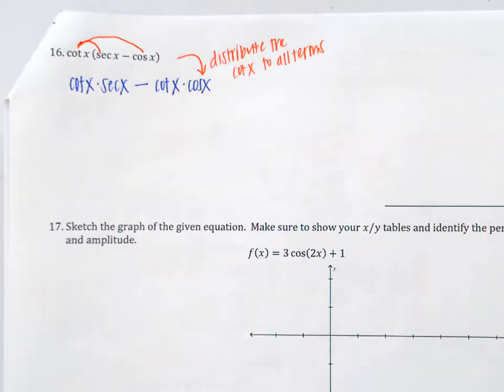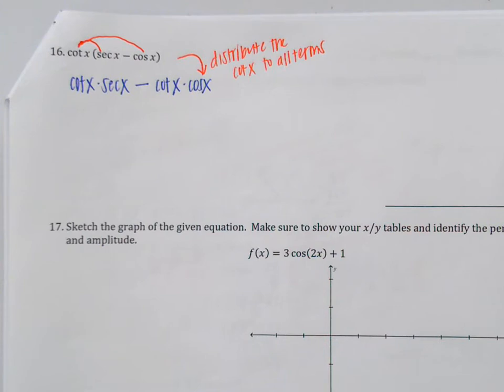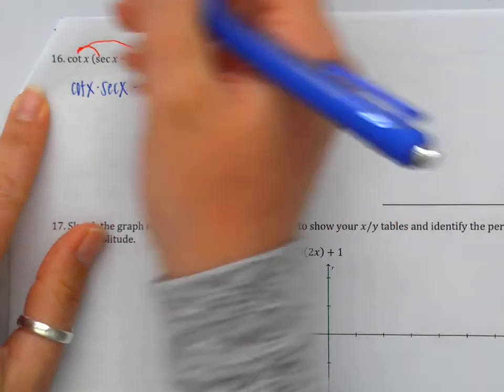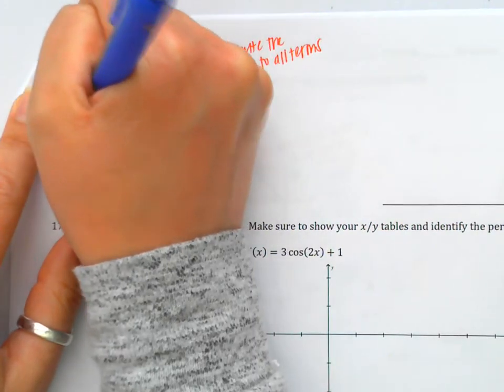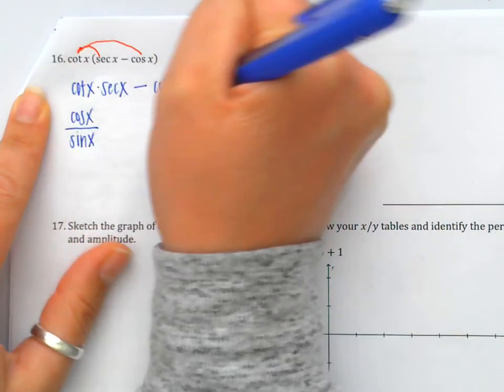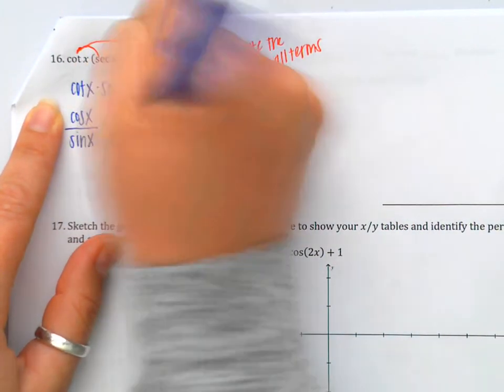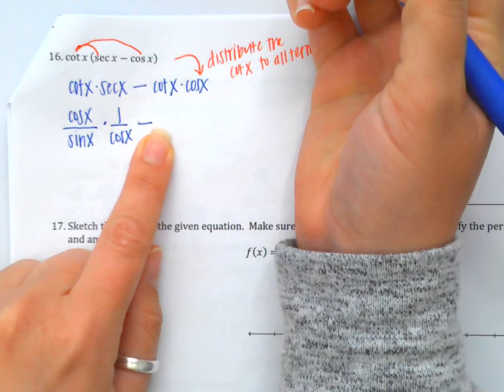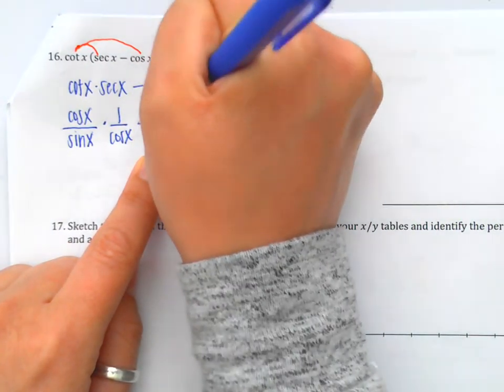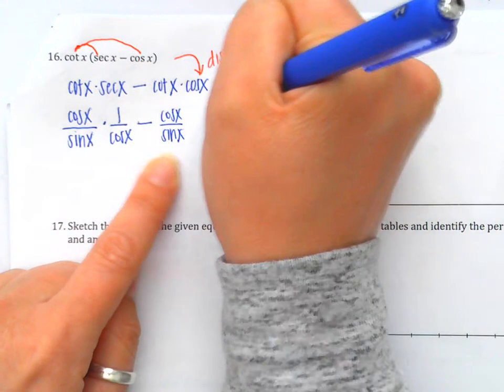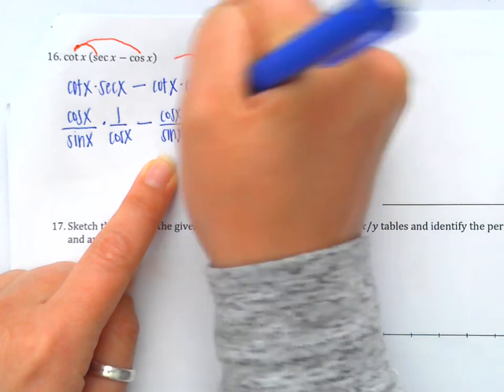And then all of my angle measures are the same. So I don't have to worry about the complementary angles theorem. So the only step that I do care about is rewriting everything in terms of sine and cosine. So cotangent x, we know, is cosine x over sine x. And I know secant x is 1 over cosine x. Cotangent x, same thing as cosine x over sine x, and then cosine x over 1.